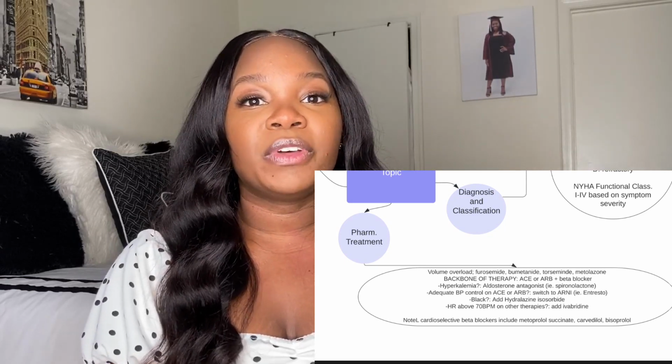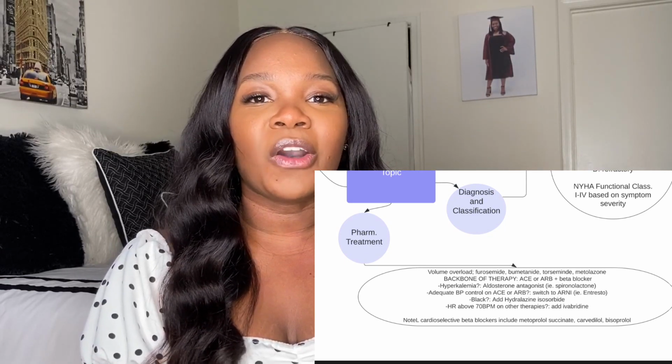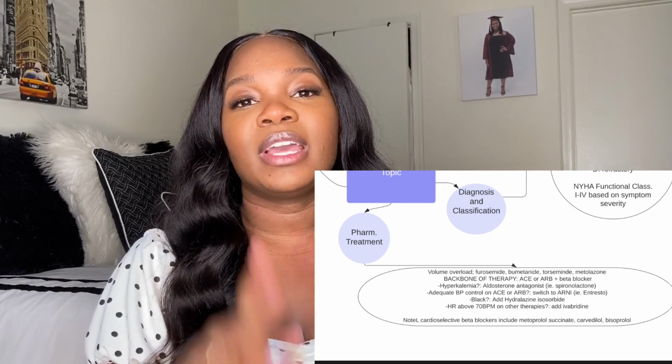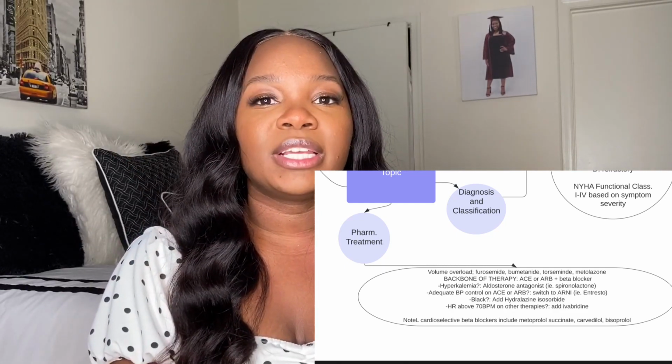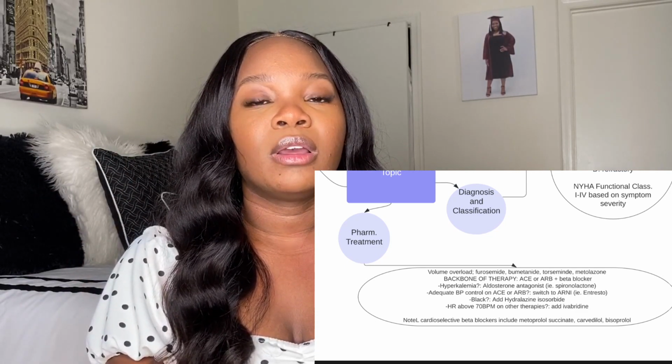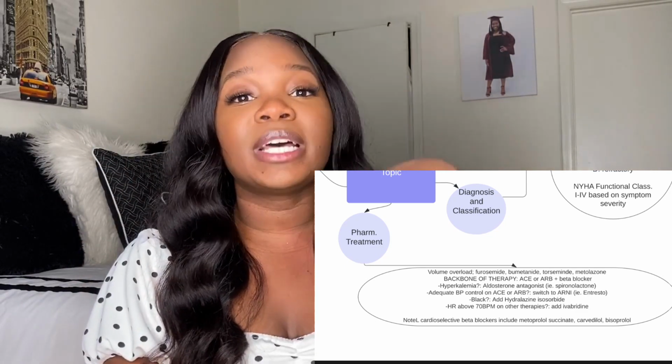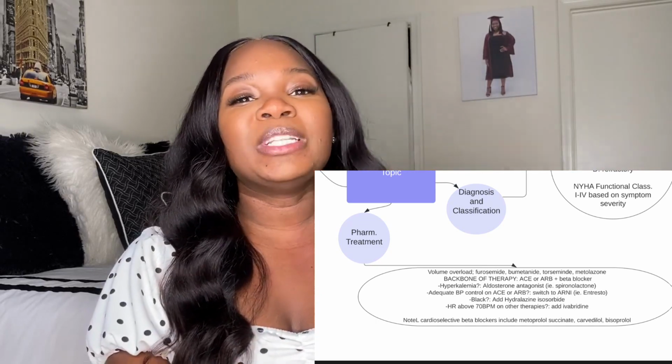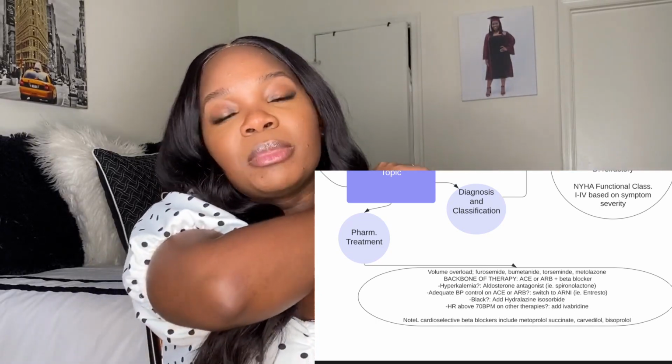So in patients with heart failure, I always think about an ACE or a beta blocker. A patient is either on an ACE, which is a hypertension medication, an ARB, which is a hypertension medication, or a beta blocker. Actually, it's ACE-ARB plus beta blocker. So with these patients, that's basically the baseline of treatment.